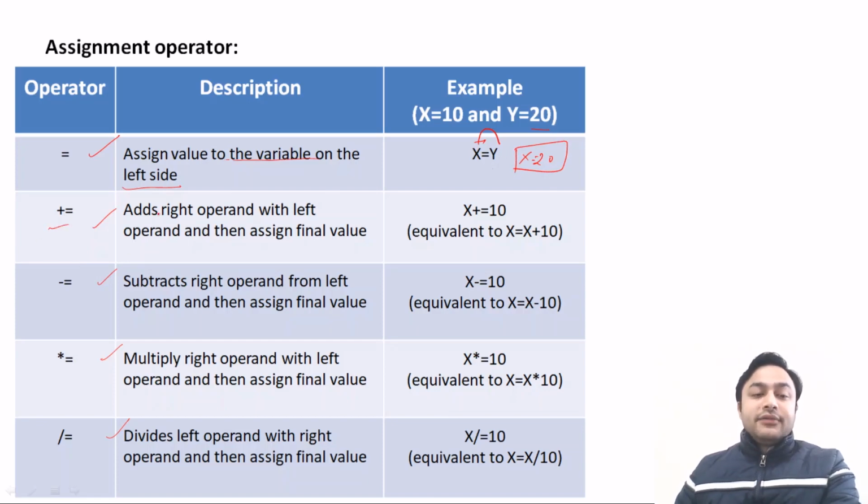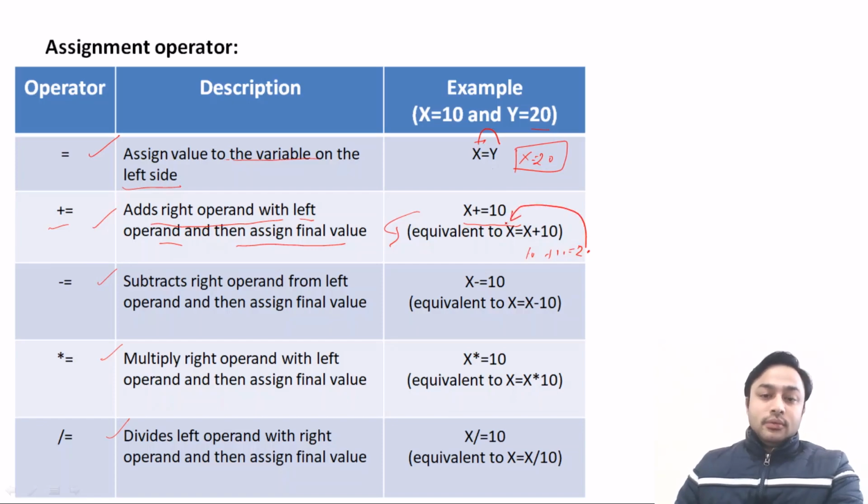In this case, it will first add the right operand with the left operand and then assign the value. For example, this is the expression x plus equal to 10. So this is equivalent to this expression, that is x equal to x plus 10. The value of x is 10. So 10 plus 10 is 20. Now this 20 value will be stored in this variable x.